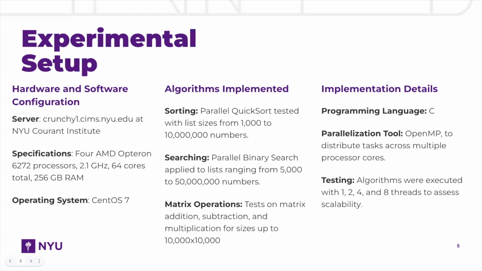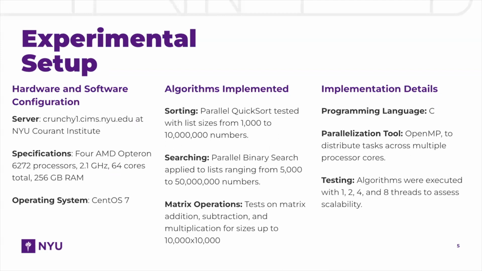Our experimental setup. Our tests were conducted on the CIMS compute server. And this server has four AMD Alproms, and it was running at 2.1 gigahertz with a total of 64 cores. And we implement three key types of algorithm: sorting, searching, matrix. For sorting, we implement QuickSort and merge-sort for different number of input array.